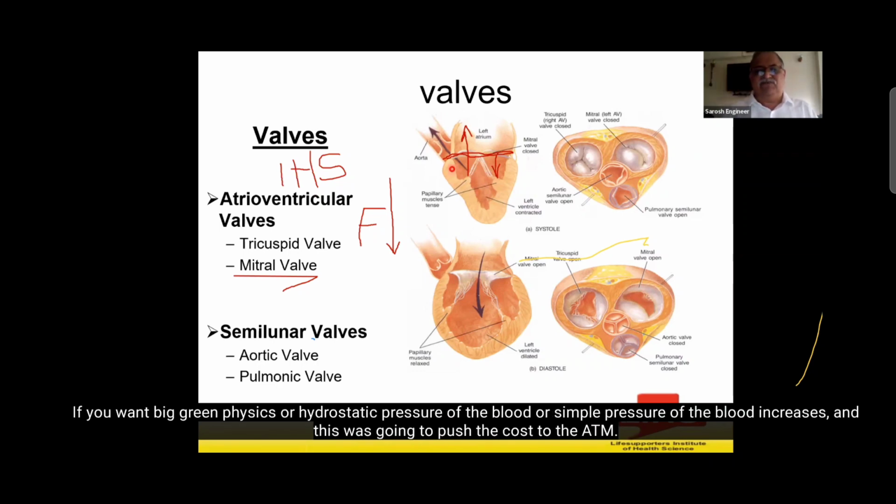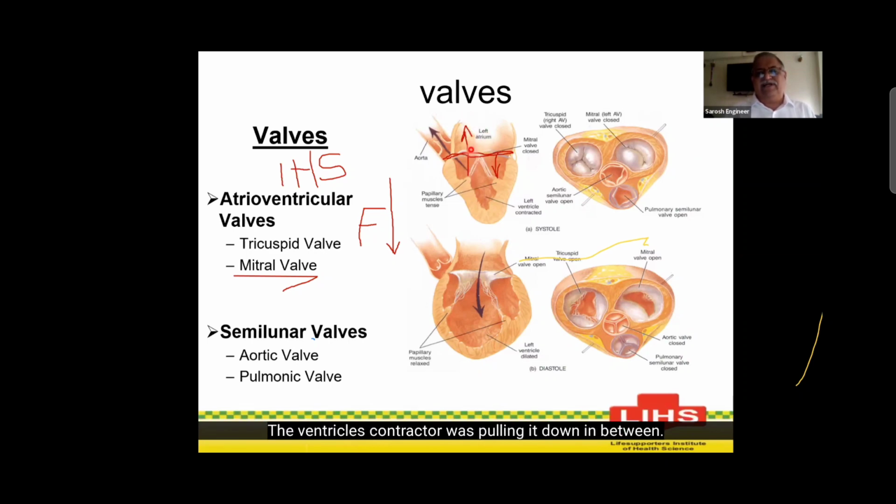If you want the big Greek physics word, hydrostatic pressure of the blood, or simply the pressure of the blood, increases, and this was going to push the cusp to the atrium. The ventricle's contraction was pulling it down.